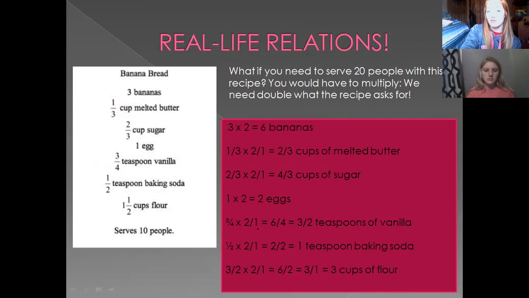3/4 times 2 over 1 is 6/4, and that simplifies to 3/2. 1/2 times 2 over 1, and you see here we have a reciprocal, so we know it's going to equal 1. 3/2 times 2 over 1 equals 6/2, and that simplifies to 3/1, which is 3.